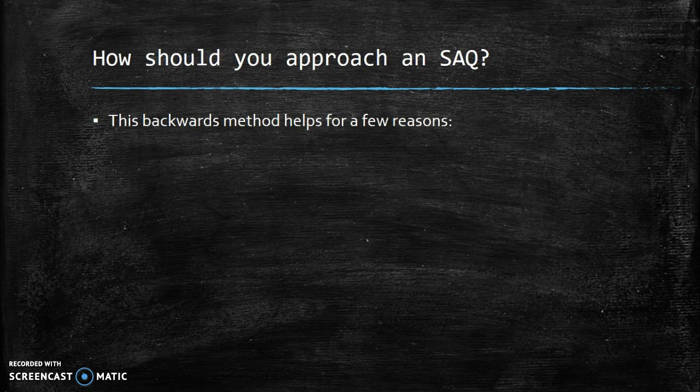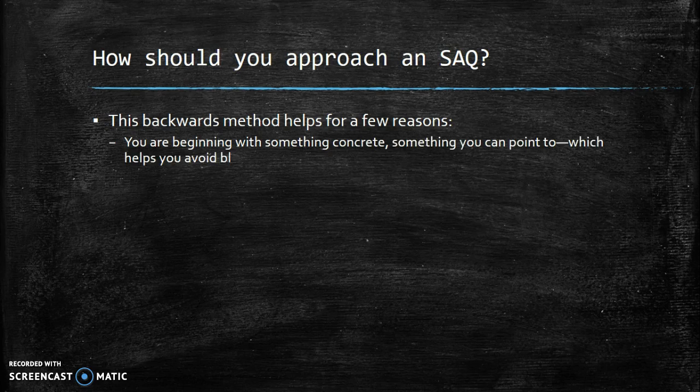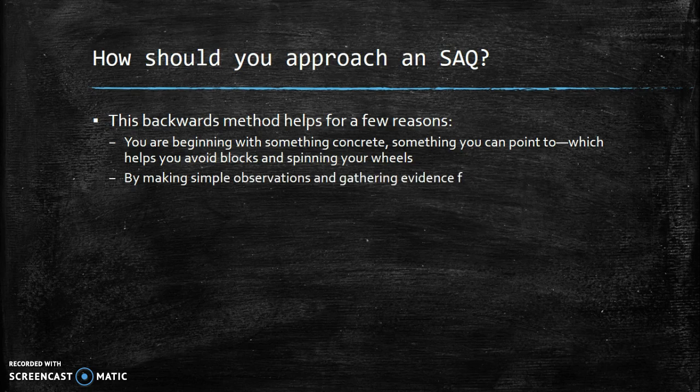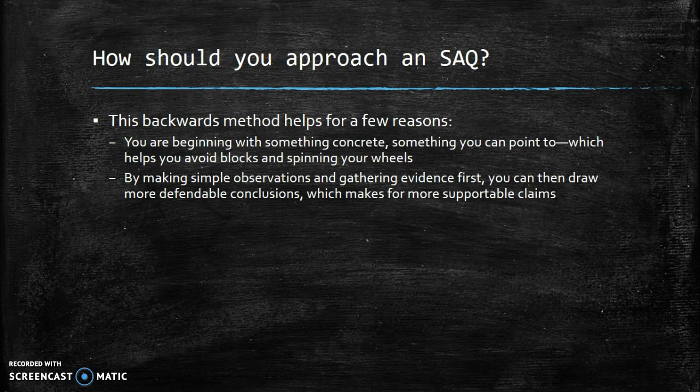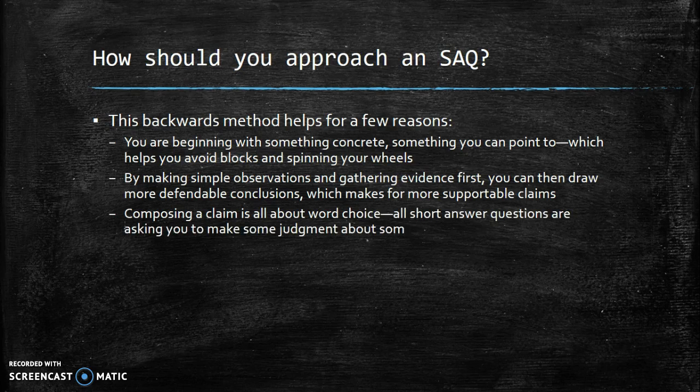This backwards method helps for a few reasons. You are beginning with something concrete, something you can point to, which helps you avoid blocks and spinning your wheels. And also, by making simple observations and gathering evidence first, you can then draw more defendable conclusions, which makes for more supportable claims. And lastly, composing a claim is all about word choice. All short answer questions are asking you to do is make some judgment about something in the text, and what you call that thing is really important to how you support it later on.